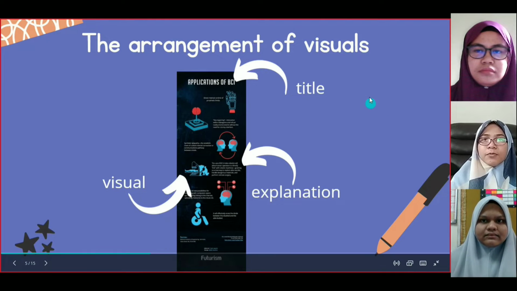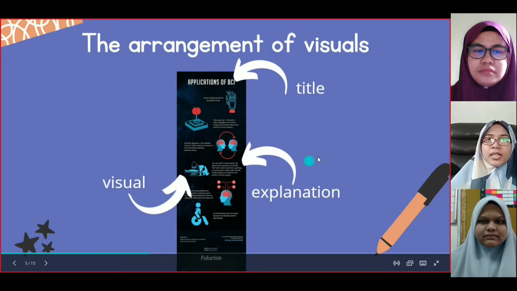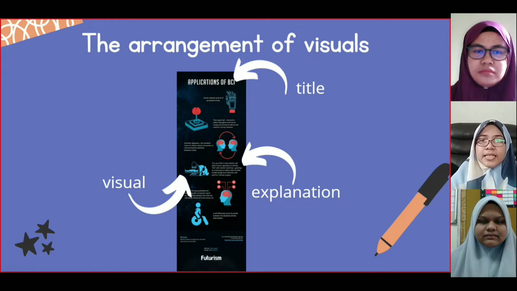The arrangement of visuals. The visuals are arranged according to the part being discussed. For example, in the application part, every visual is presented nicely right beside each explanation of the types of BCI application. So it is easier to understand the points.